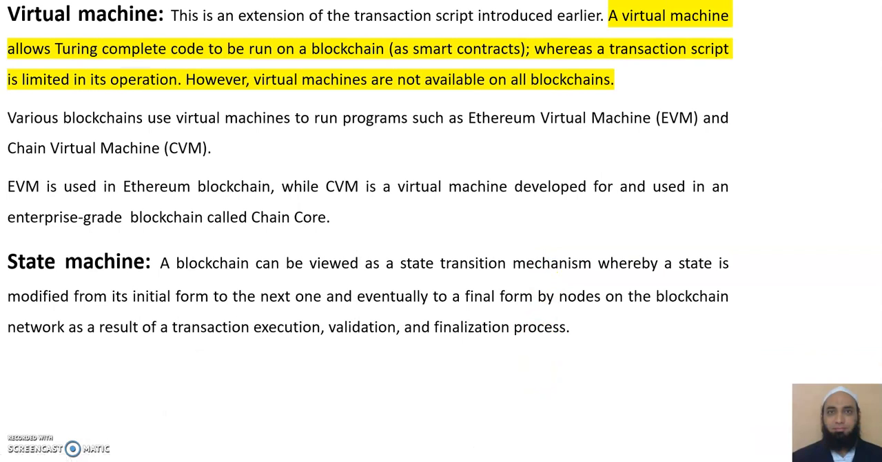Virtual machine is an extension of the transaction script introduced earlier. A virtual machine allows Turing complete code to be run on a blockchain, as smart contracts, which we will see in the next slide. Whereas a transaction script is limited in its operation. However, virtual machines are not available on all blockchains.